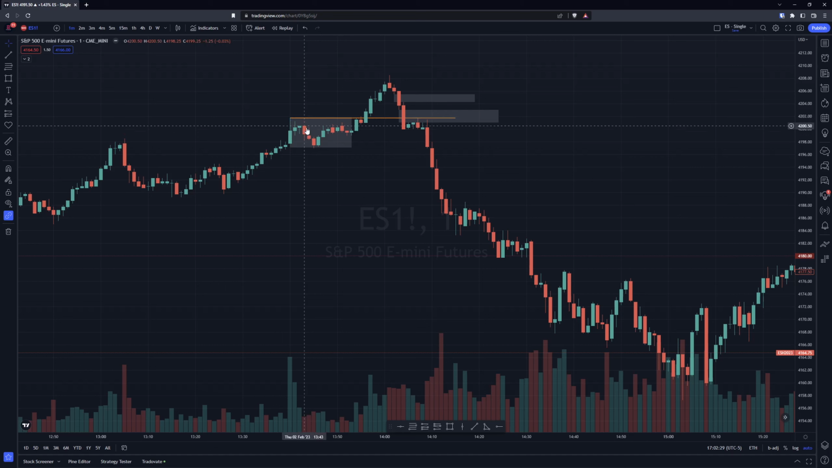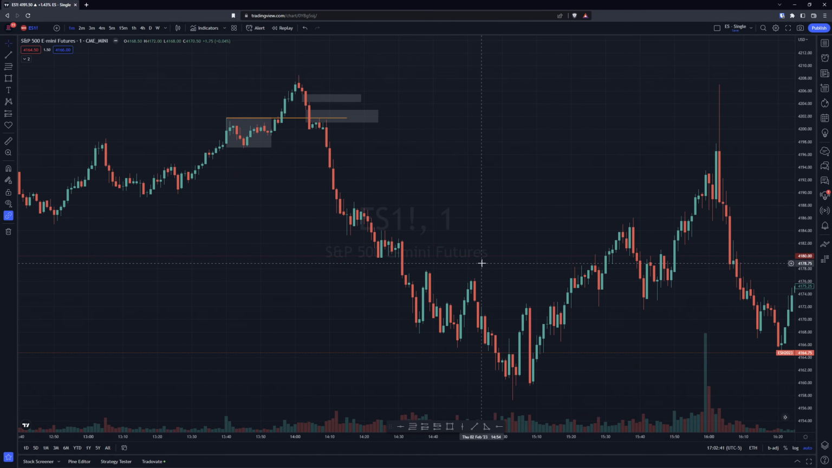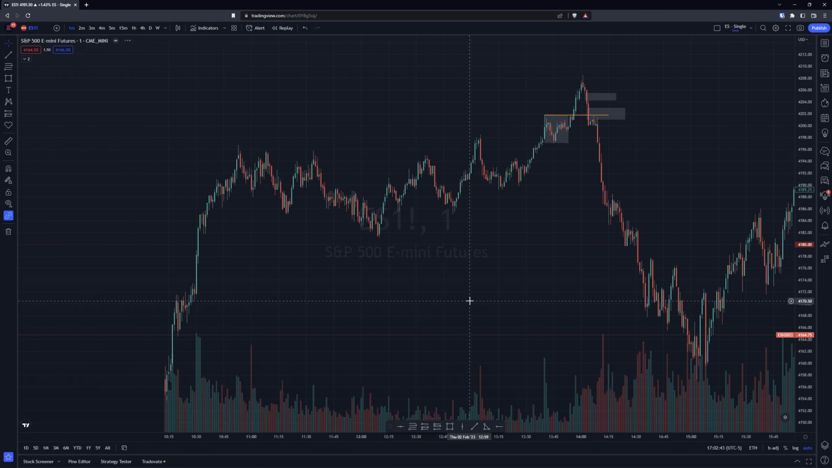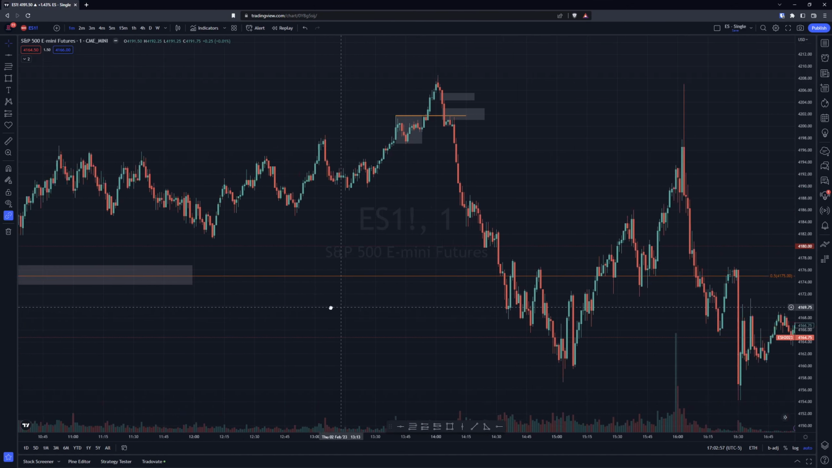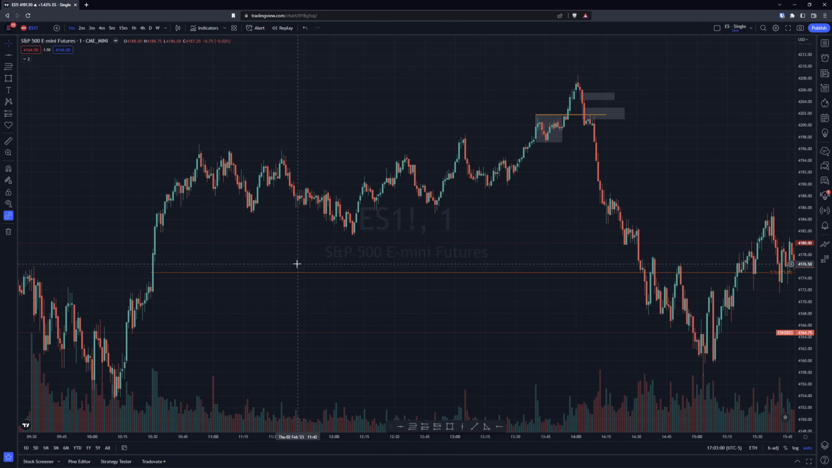We touch right on the top of that accumulation phase in the fair value gap right there, and it just starts the big dump we saw. I was targeting, I believe, the CE of one of these gaps or something like that. I don't remember exactly because I didn't actually play it. I was just watching it. But yeah, you can play the CE of a gap. You can play the top of a gap.